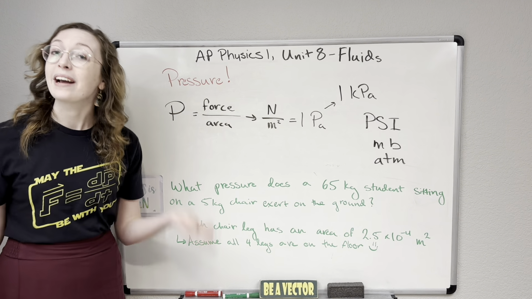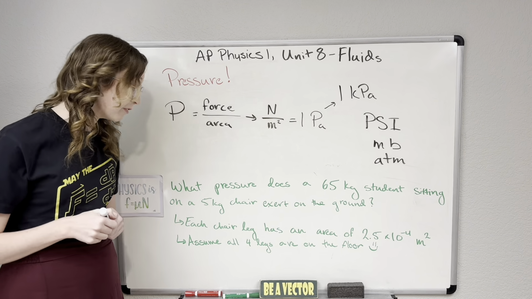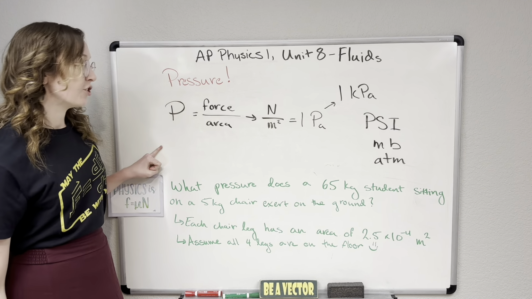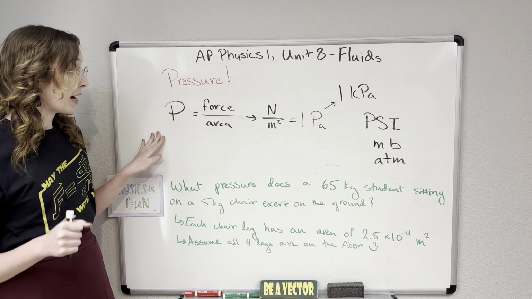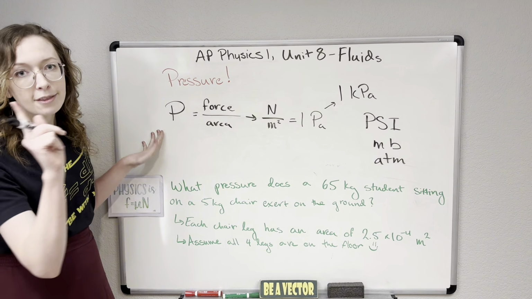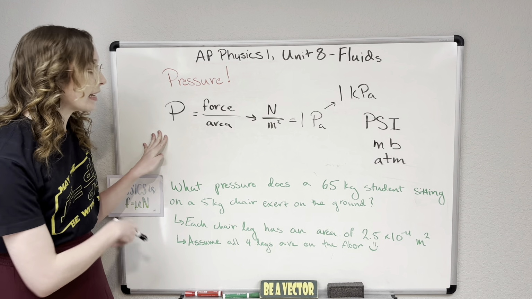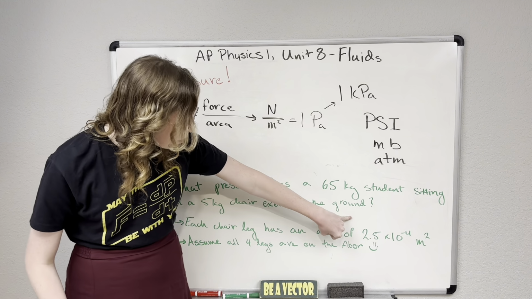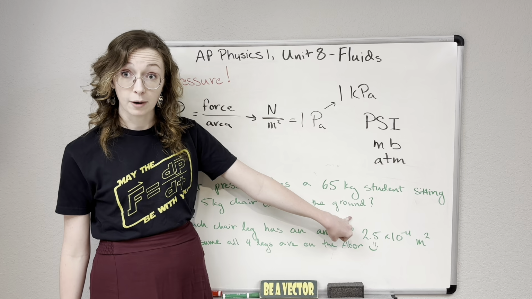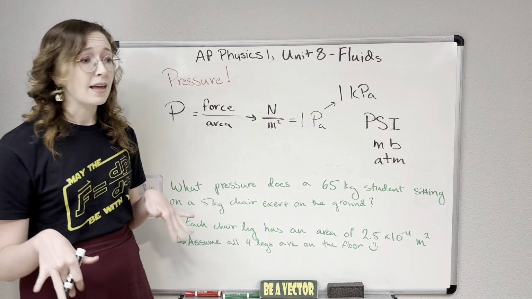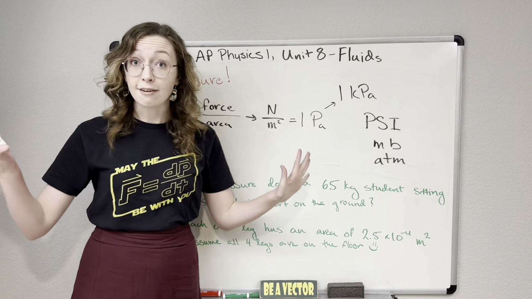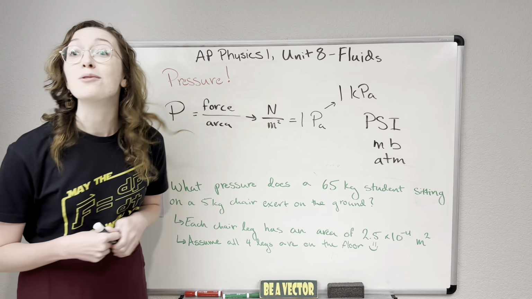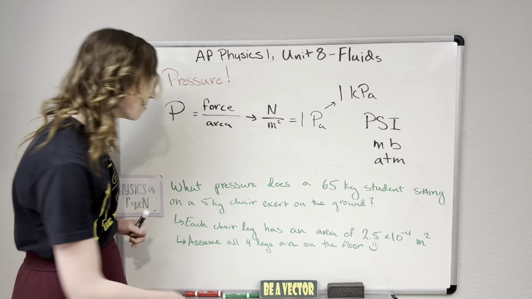So let's go through a quick little practice problem solving for pressure. Let's calculate the pressure that a 65 kilogram student sitting on a 5 kilogram chair exerts on the ground. And for the sake of this problem, we're going to be assuming that each chair leg has an area of 2.5 times 10 to the negative 4th meters squared. And we're also going to assume that the student is actually sitting with all 4 chair legs on the ground, which is a rarity in physics classrooms, but we're going to assume so for the sake of our math today.